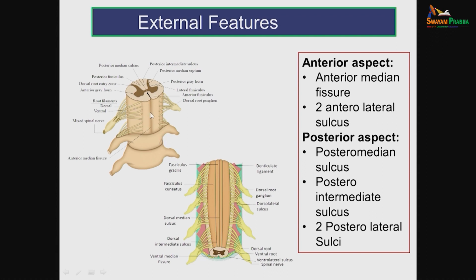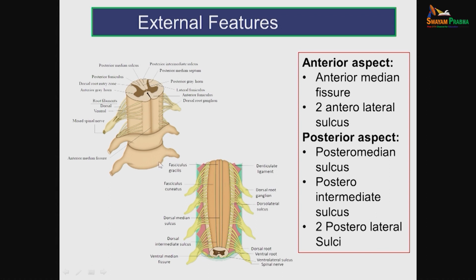the spinal cord. This is a cross section of the spinal cord. We will now be studying the external features of the cord. This is the anterior surface of the cord, and this is the posterior part of the cord. There is an anterior median fissure and a posterior median sulcus. This is a posterior view. The anterior median fissure and the posterior median sulcus, along with a septum, divide the cord into two symmetrical halves.